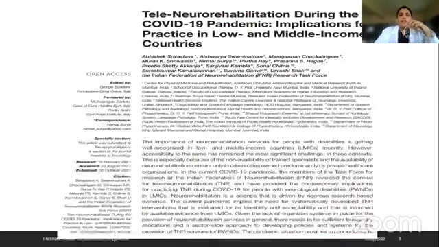Now, let's talk about the acceptability of tele-neuro rehabilitation. Another study that was done during COVID-19 looked at the implications for practice of tele-neuro rehabilitation services in low and middle income countries. In this, they have found that it becomes difficult for the family members and caregivers to understand the instructions.